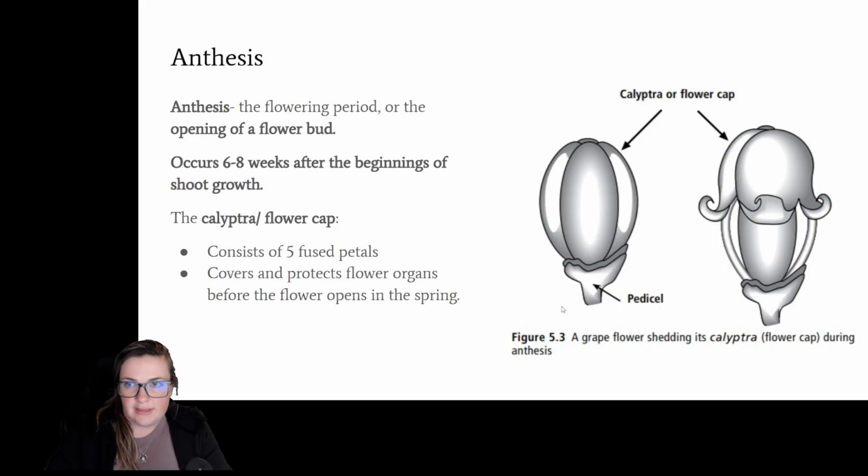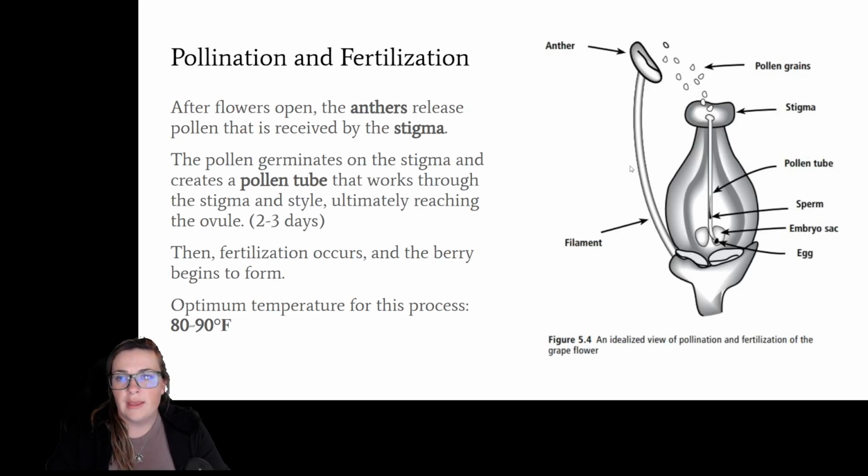This is called anthesis. What's happening is there is a cap protecting the flower called calyptra, and it contains 5 fused petals that protect the flower organs until it's ready to open up in the spring, and then they'll kind of curl up like a cute little hat, and then it will eventually pop off and reveal the opening of the flower bud. This typically happens around 6 to 8 weeks after the beginning of shoot growth.